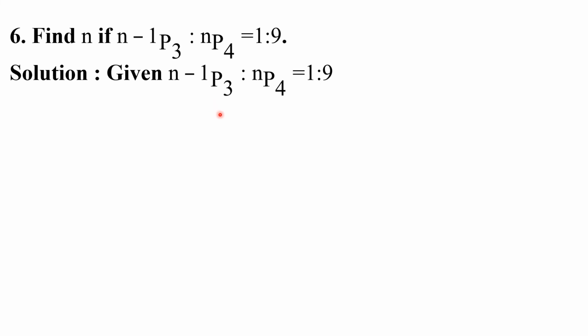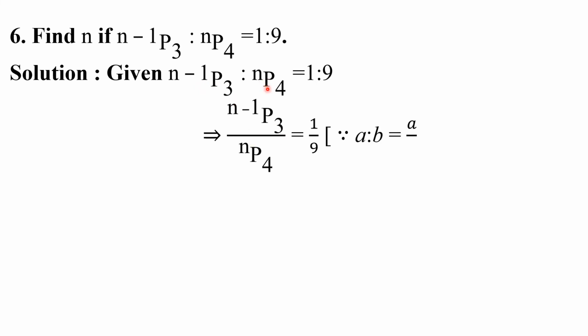Suppose a ratio is given as A is to B. How do you write it as a fraction? Yes, A by B. So we are writing this ratio in the form of a fraction. So (n−1)P3 is written as the numerator, and the second term nP4 is written as the denominator. The same is applied on the RHS also. 1 is to 9 can be written as 1 by 9, because A is to B is equal to A by B. Understood this step, my children?